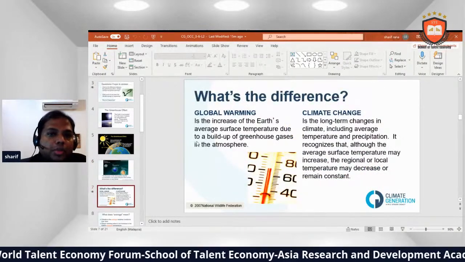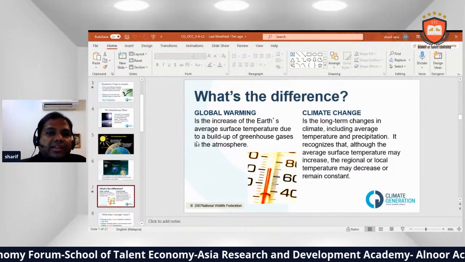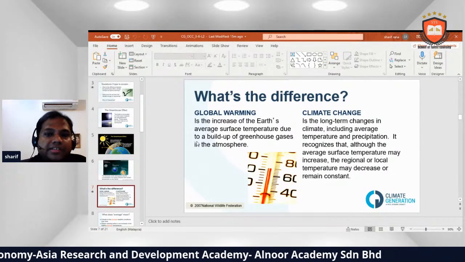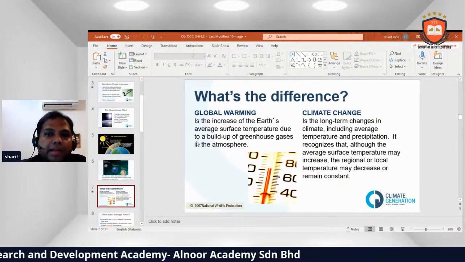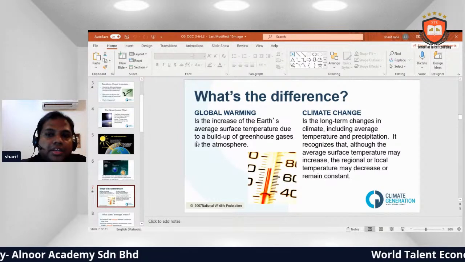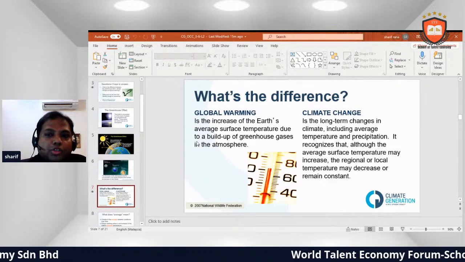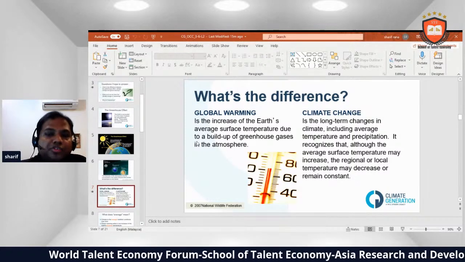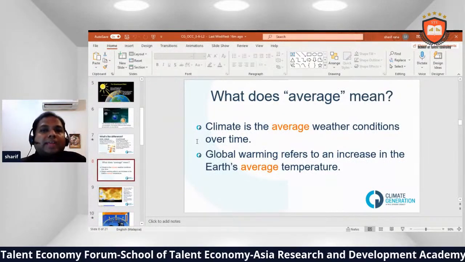What is the effect? Global warming is the increase of the Earth's average surface temperature due to the build-up of greenhouse gases in the atmosphere. Climate change is the long-term change in the climate, including average temperatures and precipitation. It recognizes that although the average surface temperature may increase, the regional or local temperature may decrease or remain constant. What does average mean?